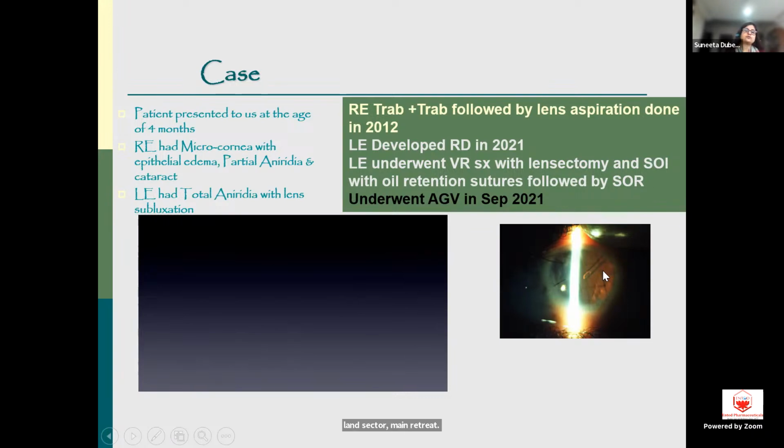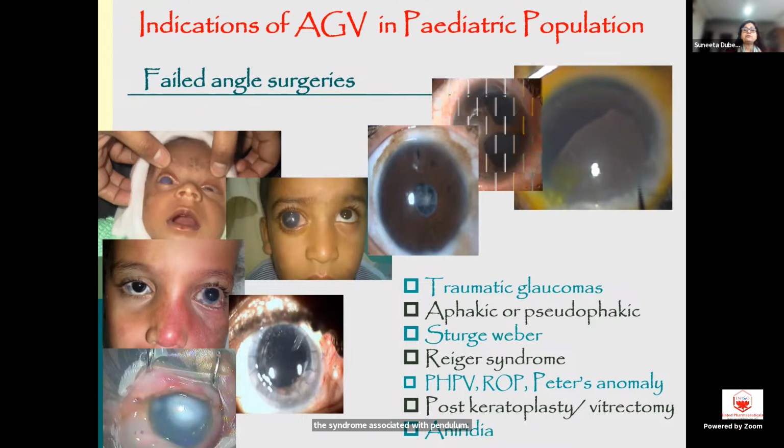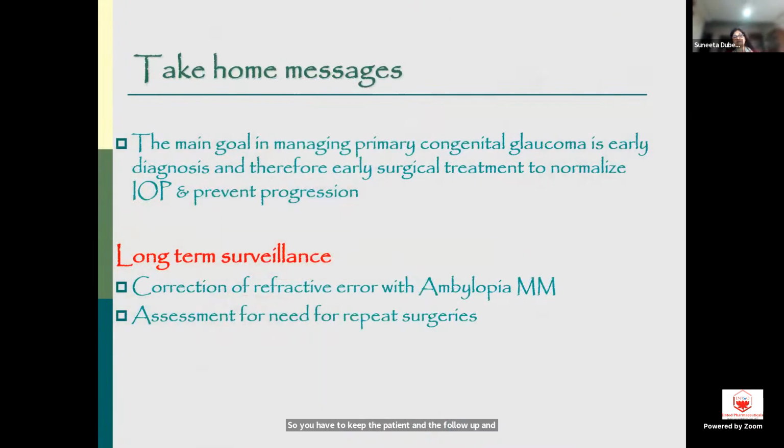The child is doing reasonably okay, but the long-term prognosis of such cases may not be good, especially with the syndromes associated with congenital glaucoma. So you have to keep the patient under follow-up and see if any complications are developing over a period of time.